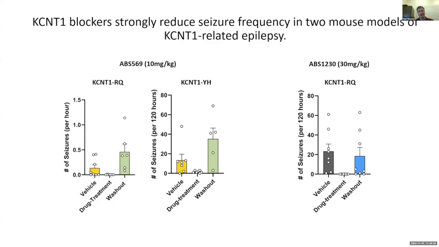On the right there is the YH model. This is the same compounds, same dose. It also reduces the seizure burden. And then on the right, there's a different compound that has different pharmacokinetics, and we've tested that one so far in the RQ model, and it also gives good seizure reduction.